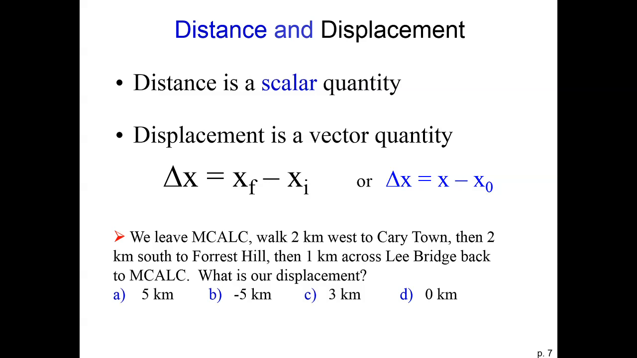In our example here, we leave the MCalc building and walk 2 kilometers east to Carytown, then 2 kilometers south to Forest Hill, and then 1 kilometer back across the Lee Bridge to MCalc. So in this example, the displacement is 0, since we started at MCalc and we ended at MCalc. The distance traveled here is 5 kilometers, because that's how far we walked. Sometimes we will simplify our equation and use the displacement to be x minus x naught, or x sub 0. This x subscript 0 is shorthand for the position when we started observing the motion. That means the displacement is our current position minus our original position.